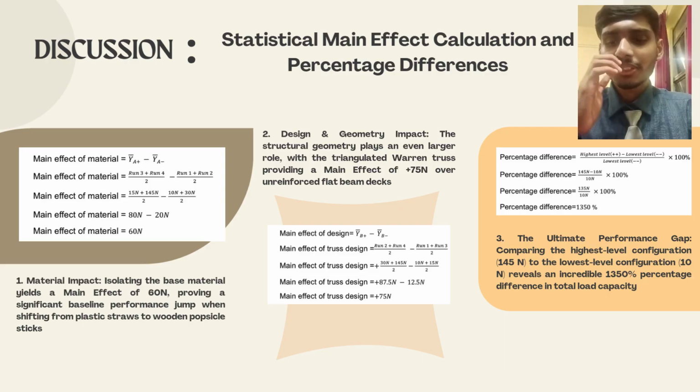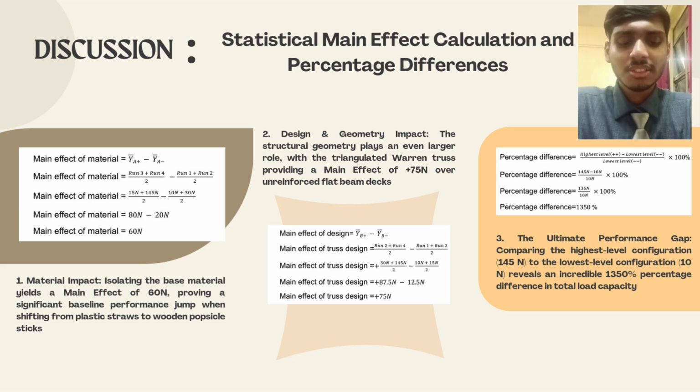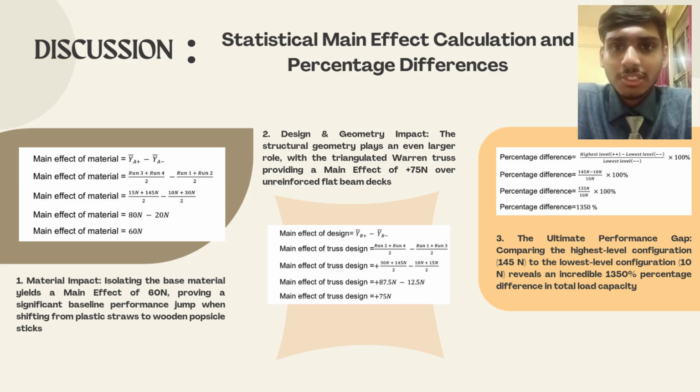Assalamualaikum warahmatullahi wabarakatuh. In this part, I will talk about statistical main effect and calculation of percentage difference, along with graphical representation and engineering errors and conclusion. So for the first one, the main effect of material is 60 Newton. This shows that wooden popsicle stick is much stronger compared to the plastic straw.